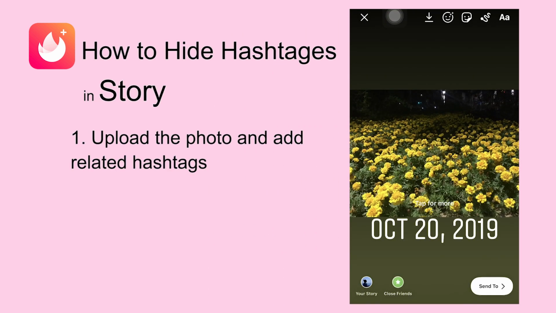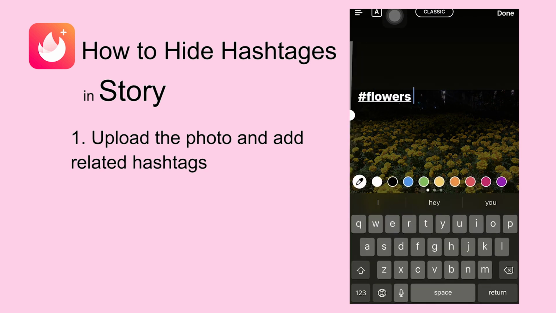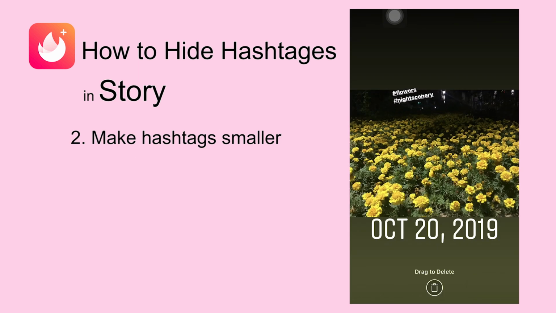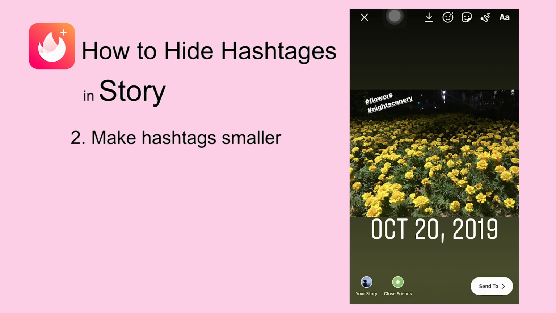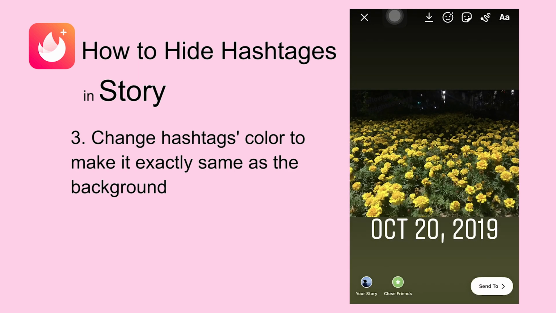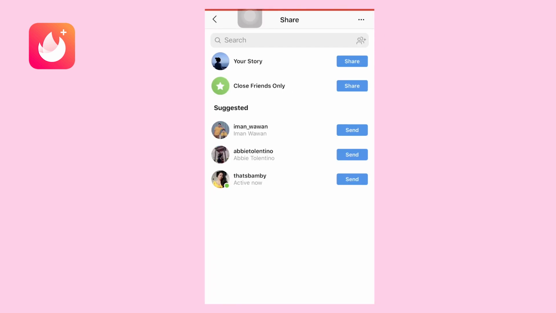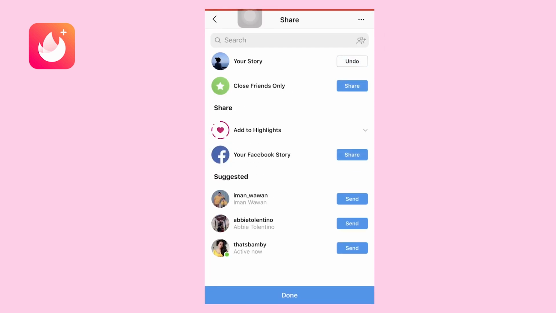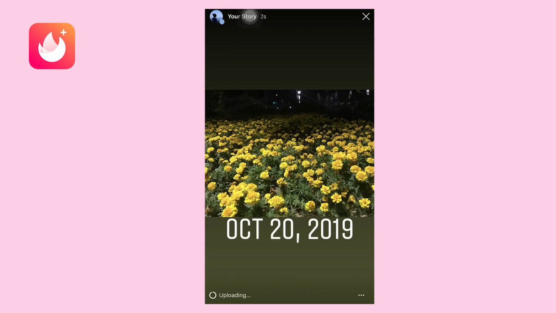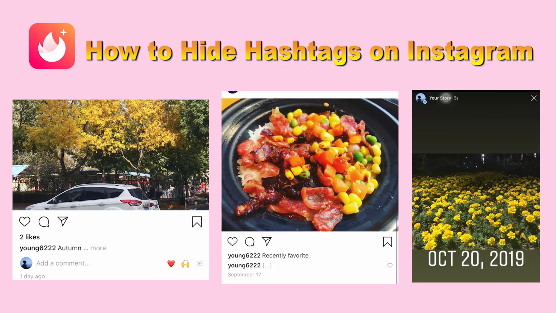Alright, after you pick a picture and then you put your hashtags, make it smaller. And then hit the very left button of the keyboard. And all the hashtags are gone. And then you wanna send it to your story. And see, you can't see any hashtags. And this is all about hiding hashtags.